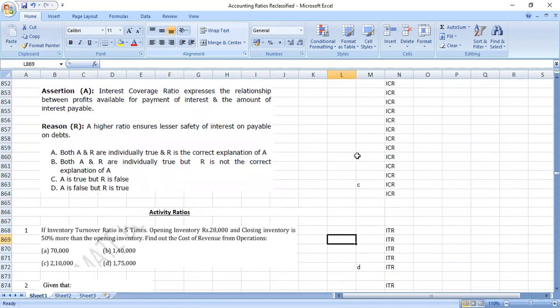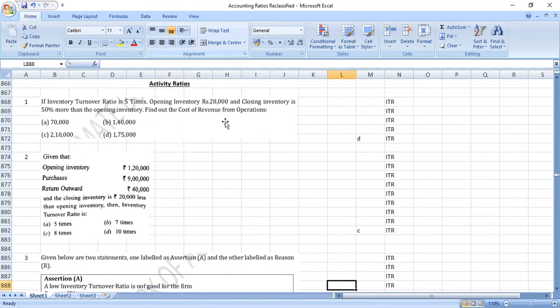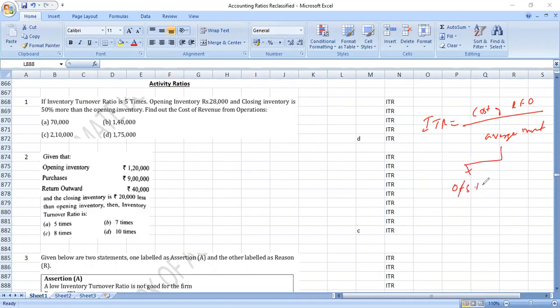What is the formula for inventory turnover ratio? Inventory turnover ratio formula is cost of revenue from operation divided by average inventory. And average inventory is opening stock plus closing stock divided by 2. Am I right, children? Okay, good.